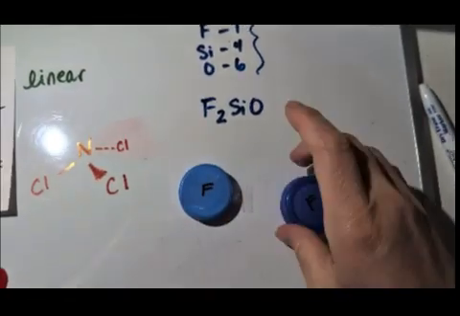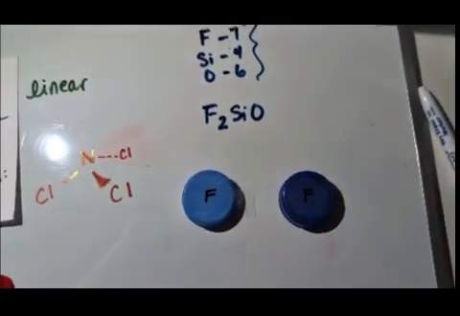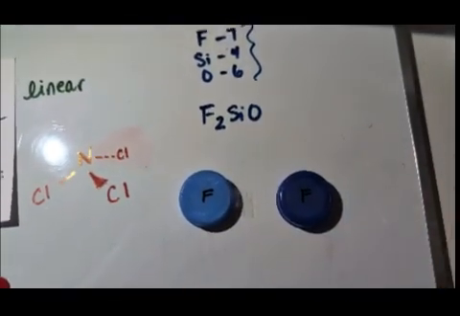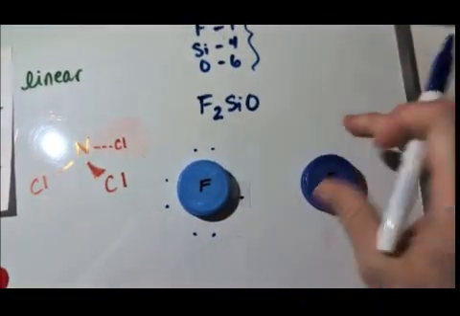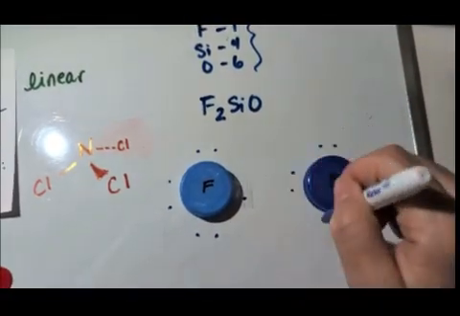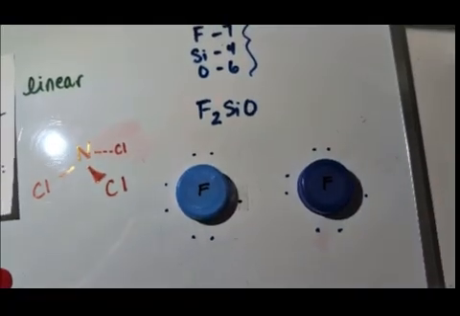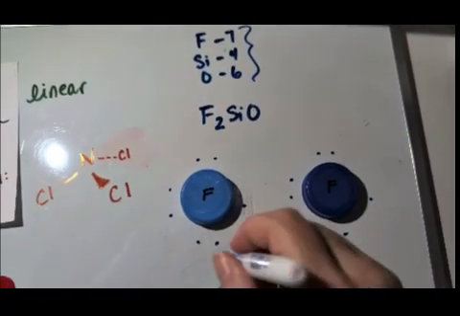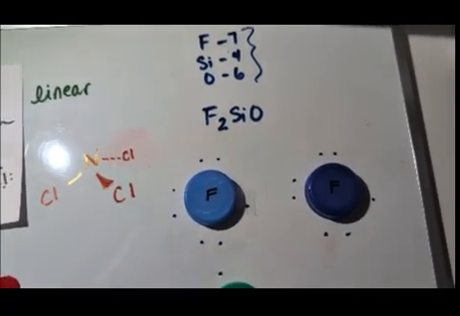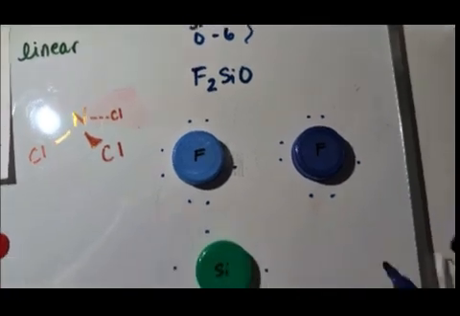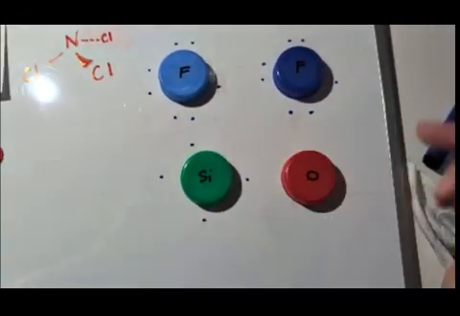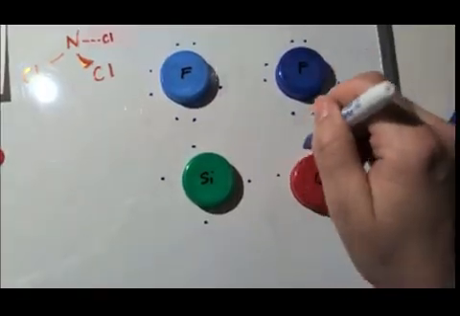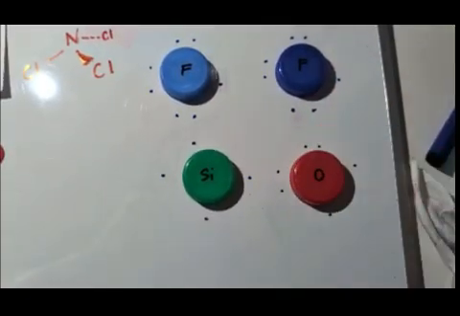So I have my two F's, which have 7 electrons around them, which means I'm going to pull out my dots in a minute, but basically they've got 7, so they've only got 1 space. So that's got 1 unbonded pair. And then the Si is going to have 4, so 1 on each side of all 4 sides. And then O has 6, so 1, 2, 3, 4, 5, 6.